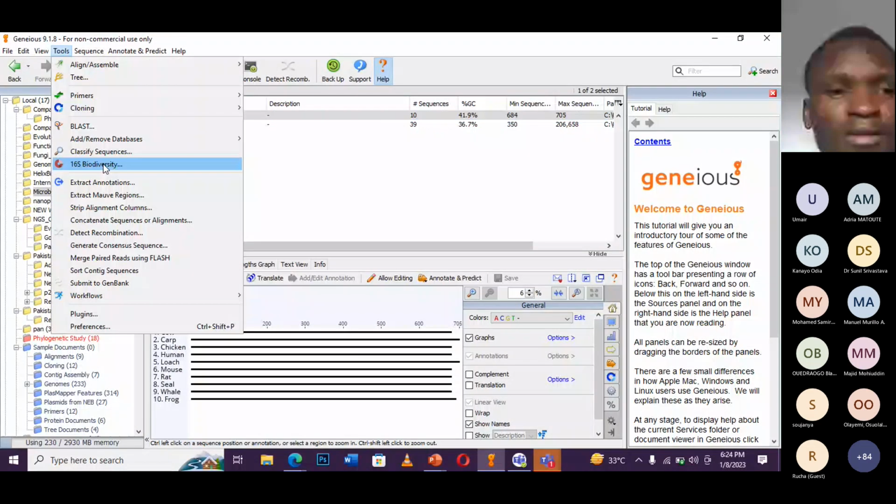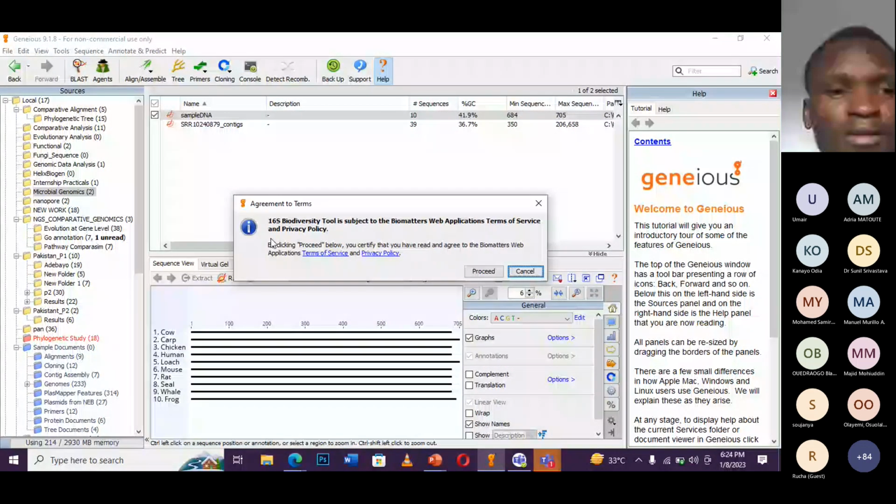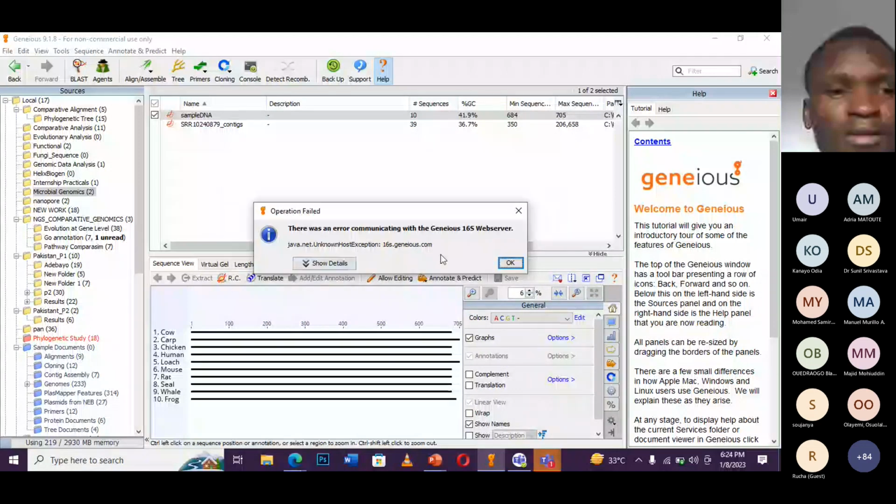By the time the analysis is done, so I think there's a problem communicating with the 16S web server. I think the problem is from my network here, connecting to my software. But when you do that from your end, you'll be able to do it. I just want to show you that you can actually use this for 16S biodiversity. But this is just one of the softwares.